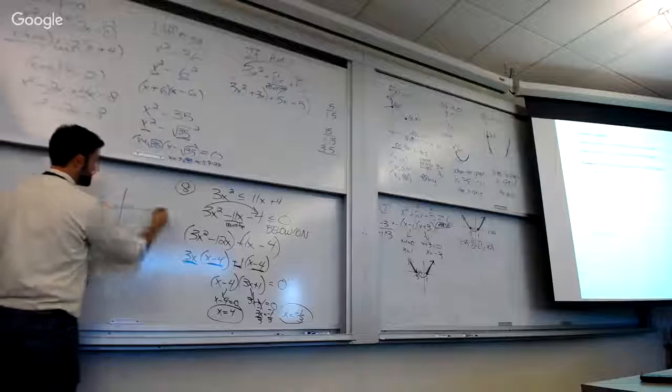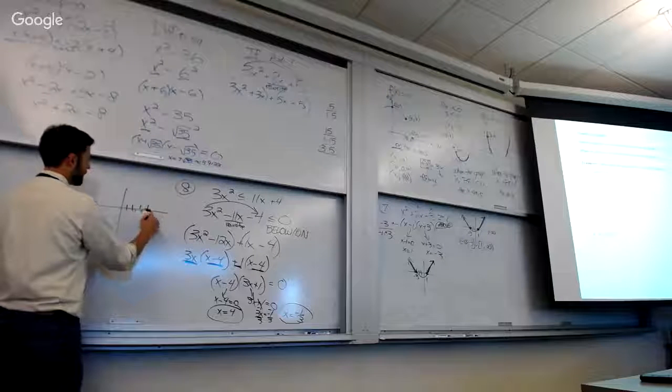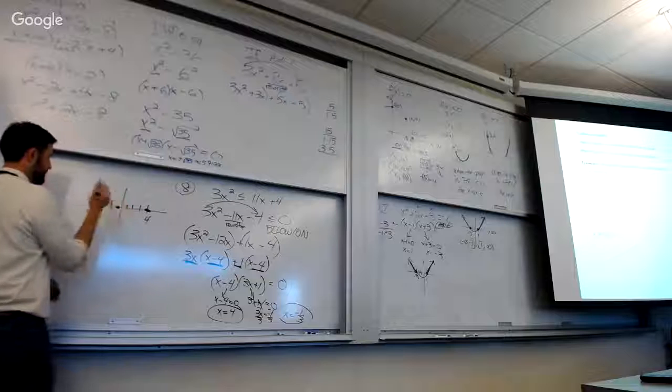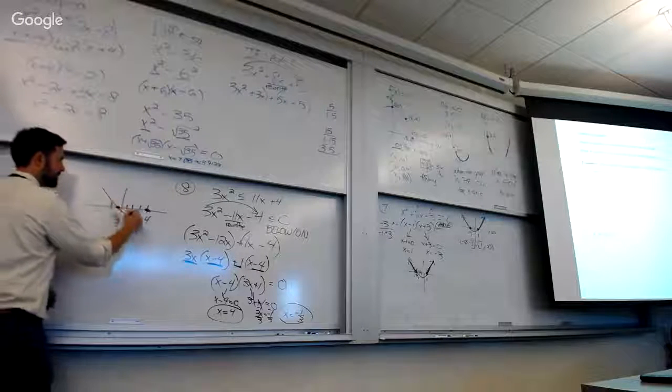We make our picture, our x-intercepts are at 1, 2, 3, 4, and at negative a third. Negative a third, I'm just going to put a little dot there between 0 and negative 1. I'm going to call that negative a third. And then there's my parabola.